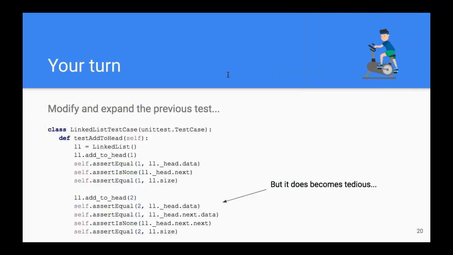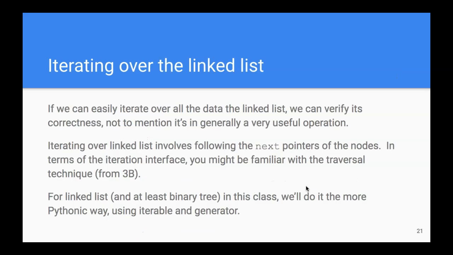Okay. Now, as you can see, I only added 2 pieces of data, and the test is already getting complicated. There's 7 asserts here. So imagine if I want to add another piece of data, this can get very long. So there's probably a better way to do it. If we can easily iterate over all the data in the list, if we can read all of them back, then it's much easier to verify its correctness. And also, iteration over all the data in the linked list is going to be a very useful operation anyway.